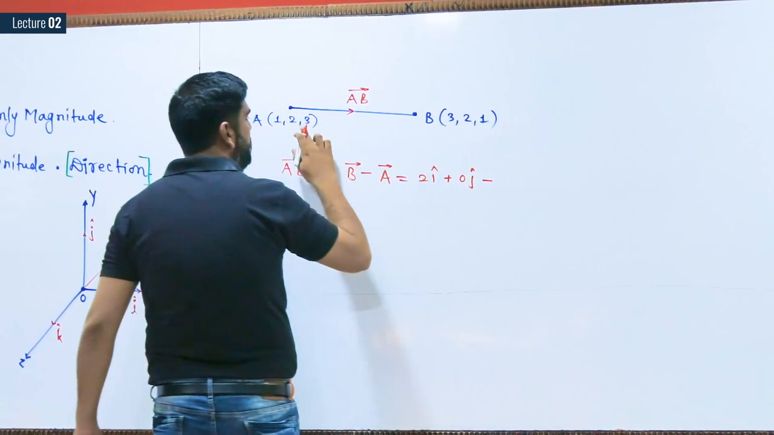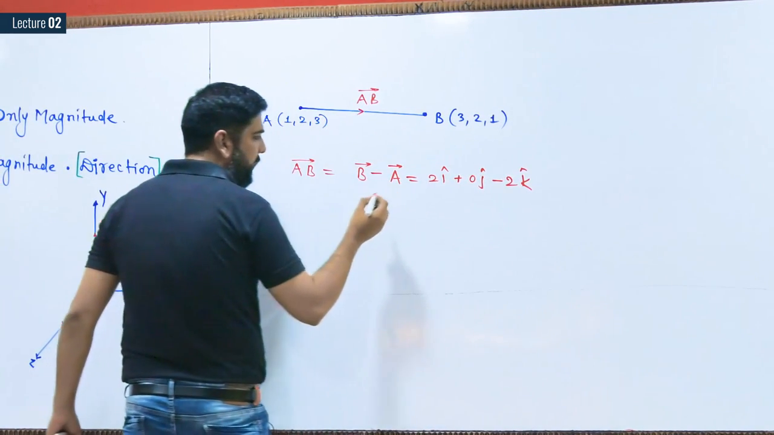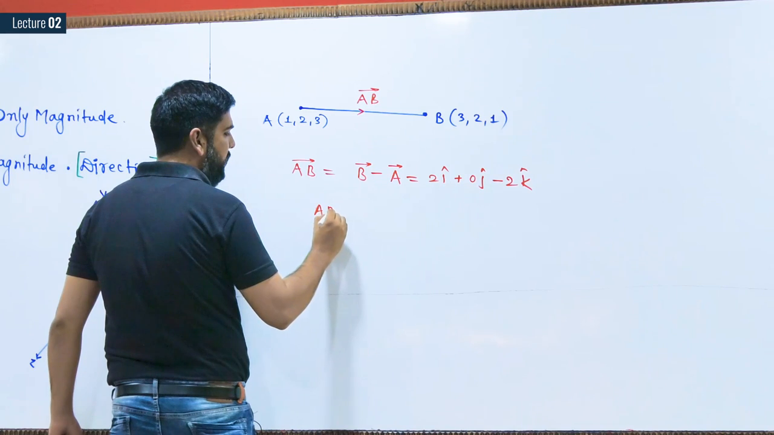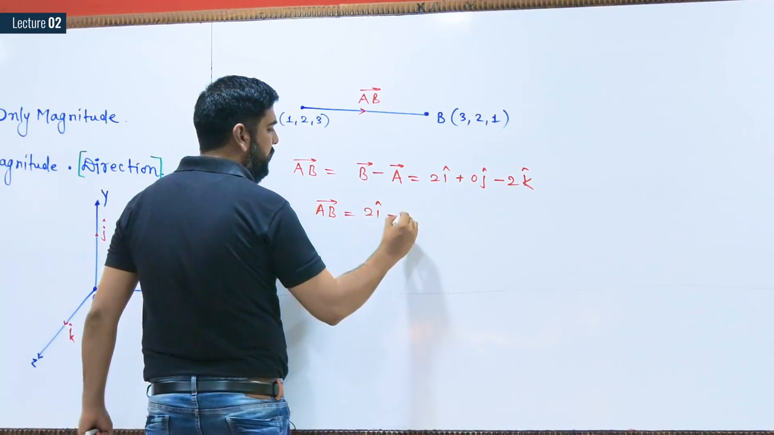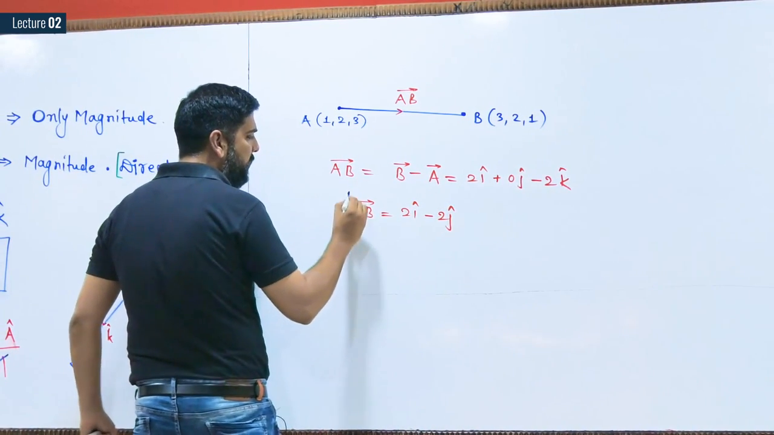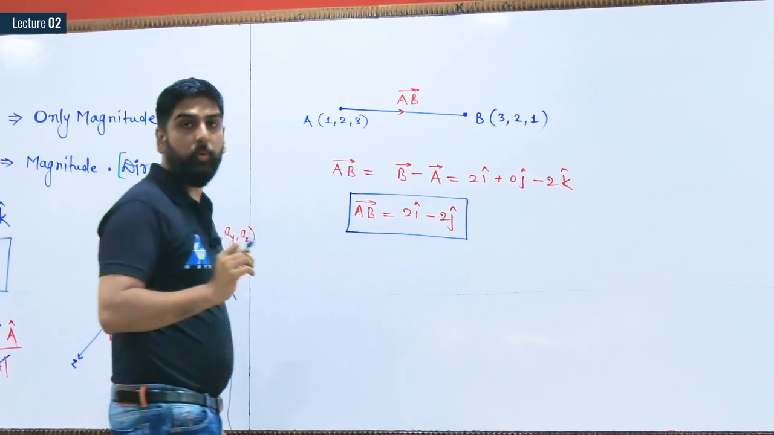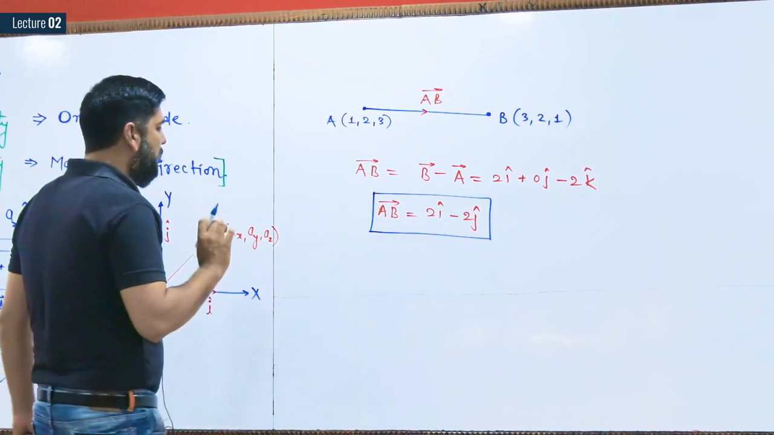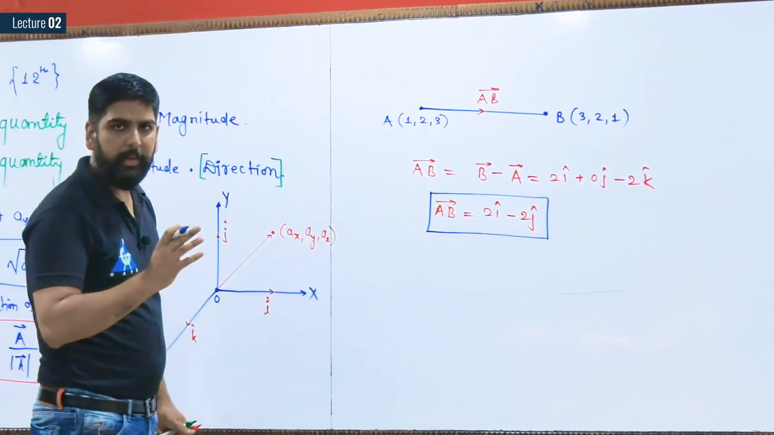Now 1 minus 3 is minus 2, and this is k. So we have our vector ab, I am writing here vector ab, it is nothing but the value 2i cap minus 2j cap, correct? So all these things are nothing but the basics which have been done in our class 12th, correct? So let us have some other basics, right?